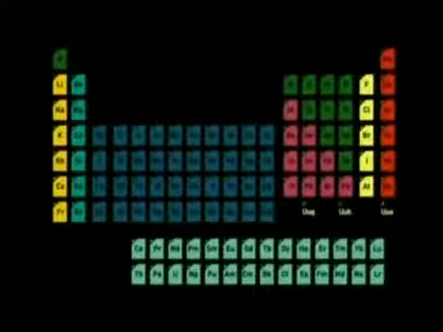How does the periodic table work? Why do similar elements fall in the same column on the table? What gives elements their properties? The answers lie in the structure of atoms, the tiny particles that make up all elements and all matter.